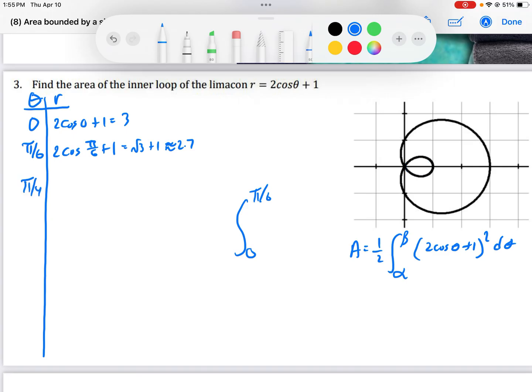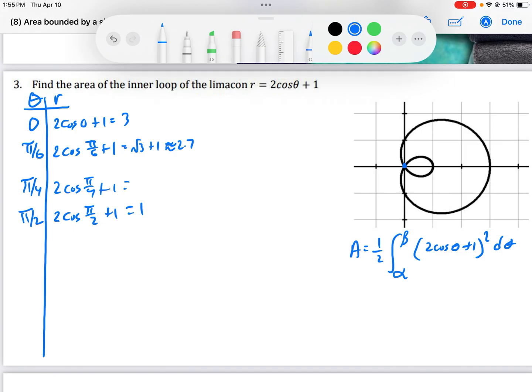Okay, let's plug in pi over 4. So 2 cosine of pi over 4 plus 1. Cosine of pi over 4, what is that? Root 2 over 2 times 2, so root 2. Root 2 plus 1. Okay, so some number. Okay, let's see. If I plug in pi over 2, it should give me that point right there. So I should get 1. So 2 cosine of pi over 2 plus 1. Cosine of pi over 2 is 0, so 1. So yeah, there it is. It's 1.